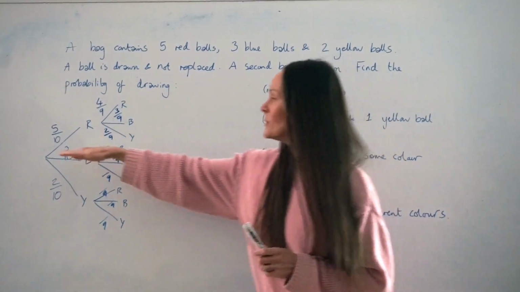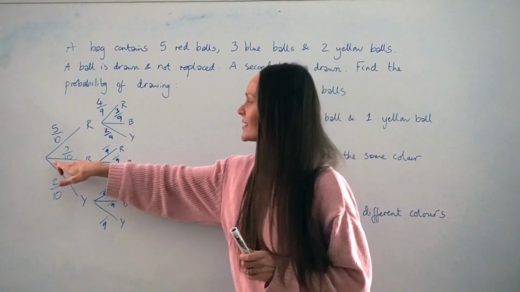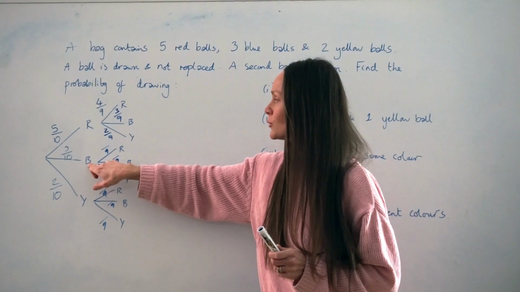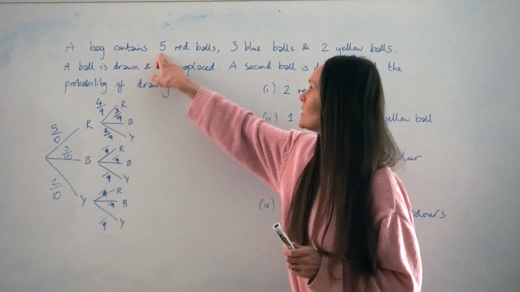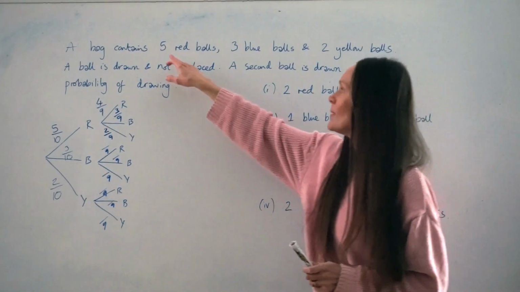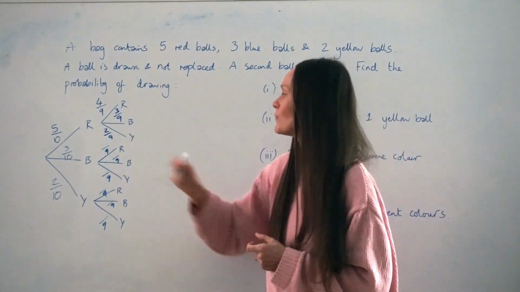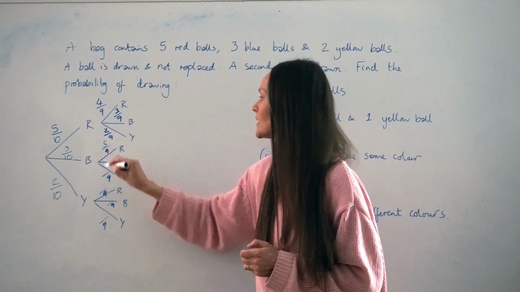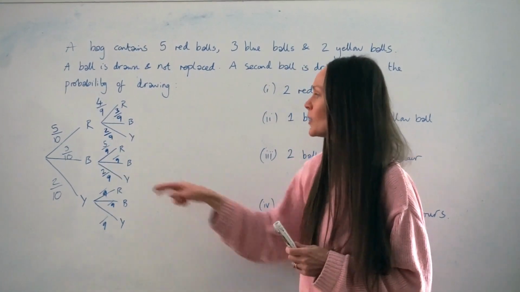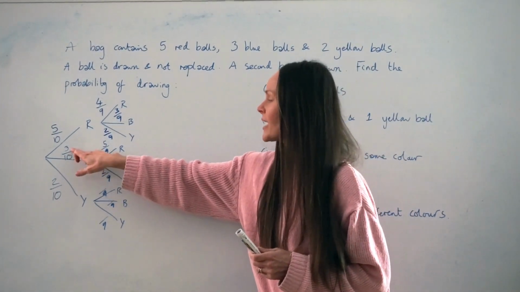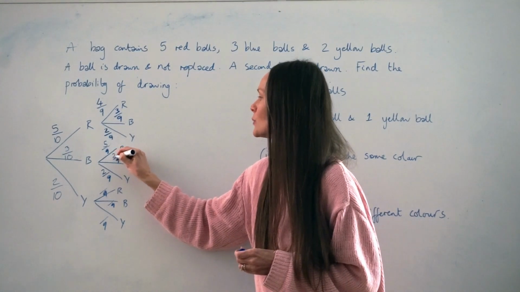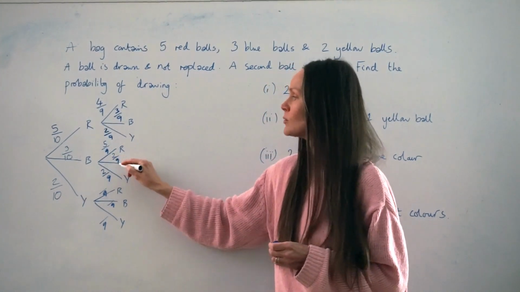Now if we consider the middle branch, this is as if we've just taken out a blue ball. Now we've taken out a blue ball, which means the number of red balls and yellow balls remains the same. So the probability for a red ball here will be 5/9 and for yellow it will be 2/9. The only one that changes is the number of blue balls. And if you take away 1 from 3, you get 2. So the probability of taking a blue ball on the second go would be 2/9.